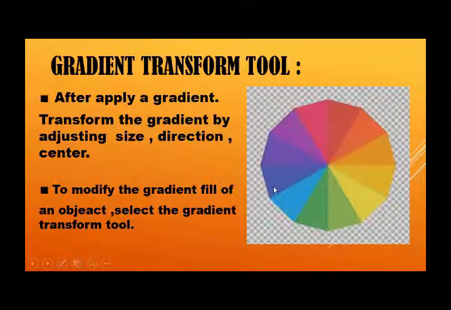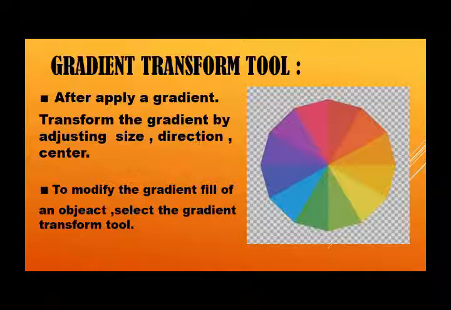This is a picture of a gradient transform tool. After you have applied a gradient to any object, you can transform the gradient by adjusting its size, direction, or center. To modify the gradient fill of an object, first select the gradient transform tool, then click on the object that is filled with the gradient.